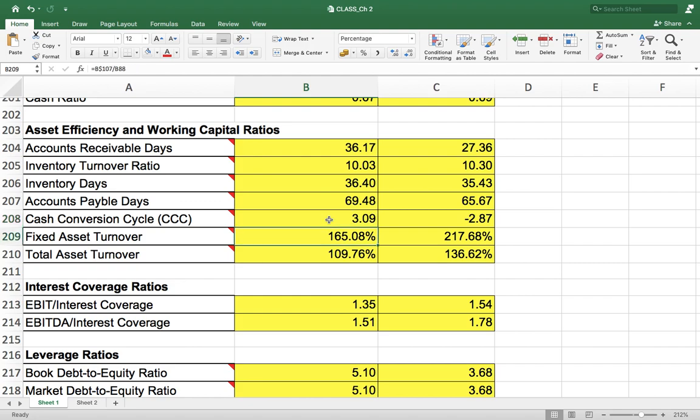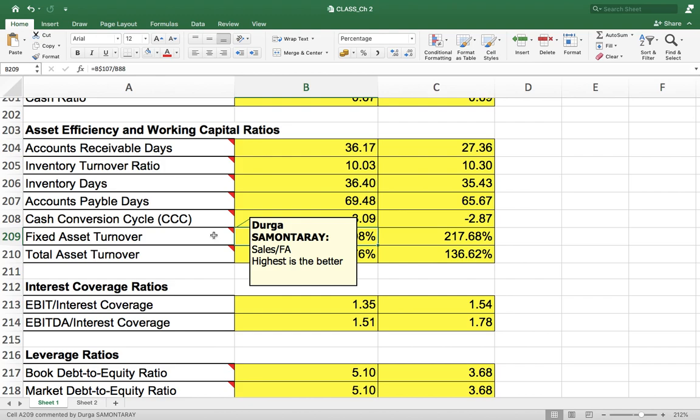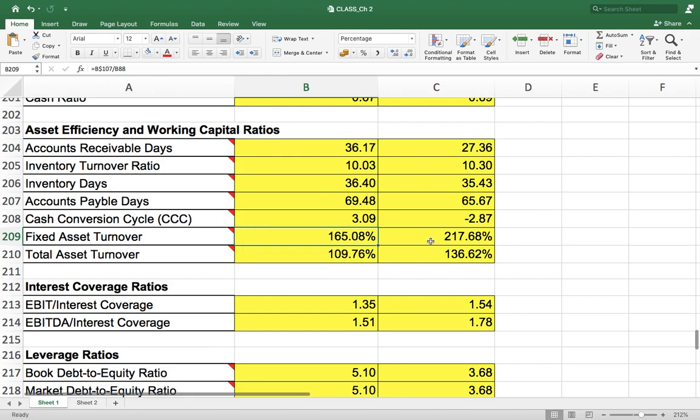Now the question is the fixed asset turnover ratio. Fixed asset turnover ratio is equal to sales divided by fixed asset. The higher, the better. The company is generating 165% of the fixed asset as sales, and it was 217% in 2015. So the fixed asset turnover got reduced this time. It's not a good sign.